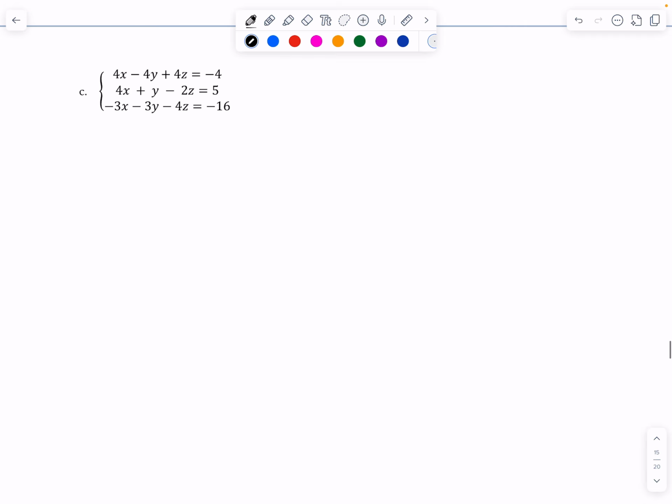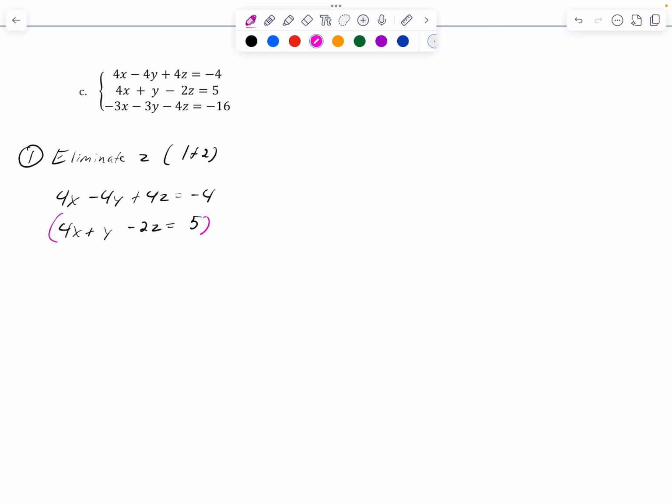All right. So I'm going to choose z. Again, you don't have to. It's your call. I'm going to eliminate z with 1 and 2 first. So 4x minus 4y plus 4z equals negative 4. 4x plus y minus 2z equals 5. I'm going to multiply my second one by 2, which will allow me to add to eliminate z.